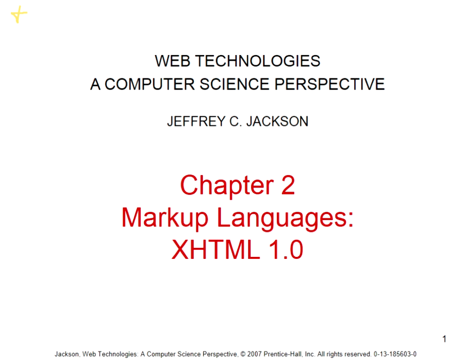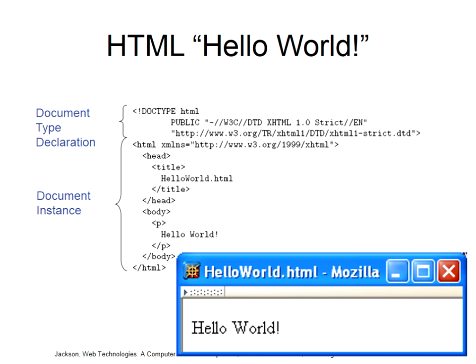Good. So this is an example of an HTML code. This example is Hello World. And in this example, there are two parts: the document type declaration and the document instance. So what do you notice in this example?